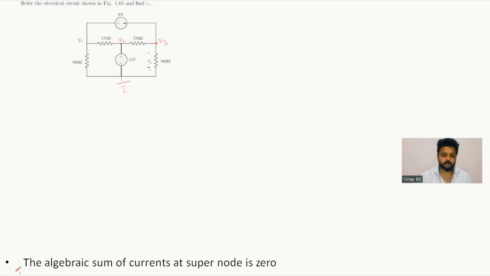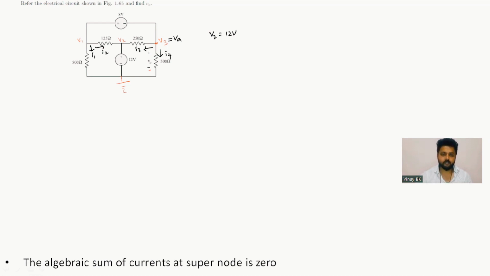Then give the direction of current with respect to that. I1 is leaving from here and I2 is also leaving. And the value of V2 we already know: the value of V2 is 12 volts from the circuit itself. V3 is nothing but VA, and you need to find this value. Again, I am considering here I3 flowing here and I4 flowing here.